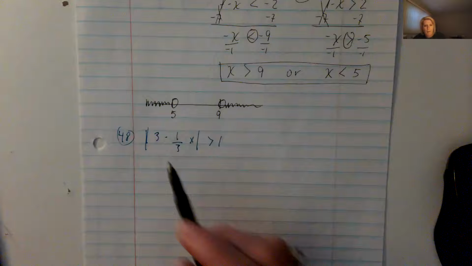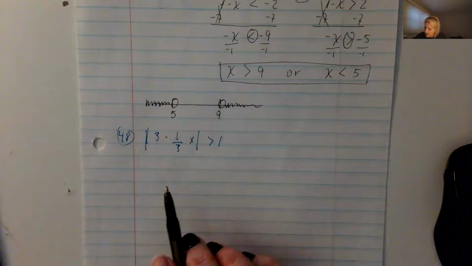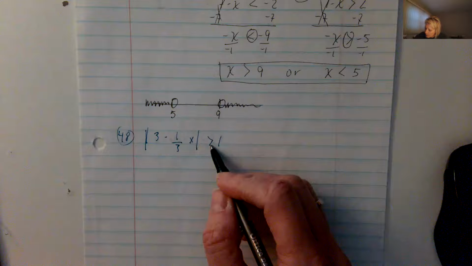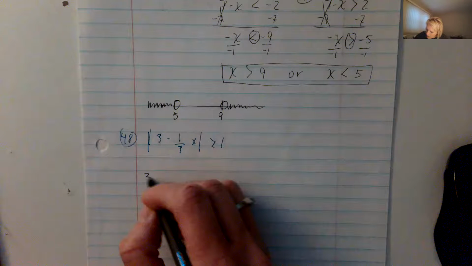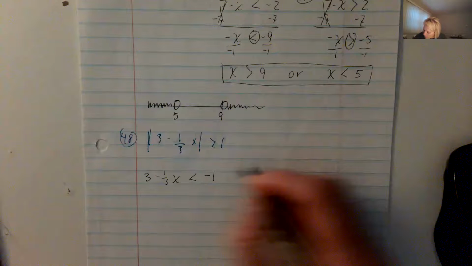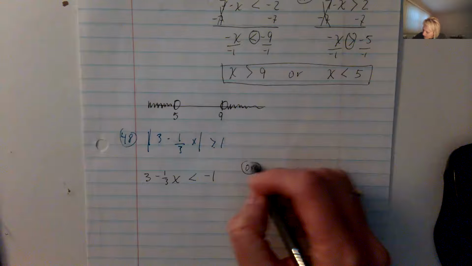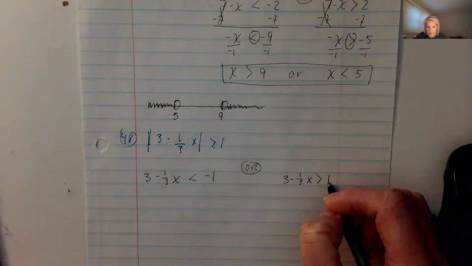So 48, I wanted to do this one just to remind ourselves of how we can eliminate fractions. Because it's greater than, we know that the 3 minus 1/3 x is going to be less than the negative of 1, or the 3 minus 1/3 x is going to be greater than the positive.